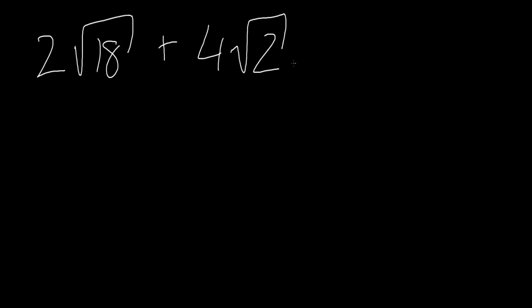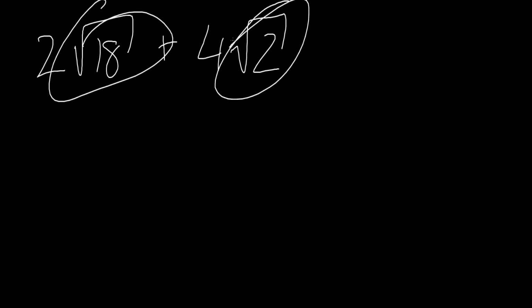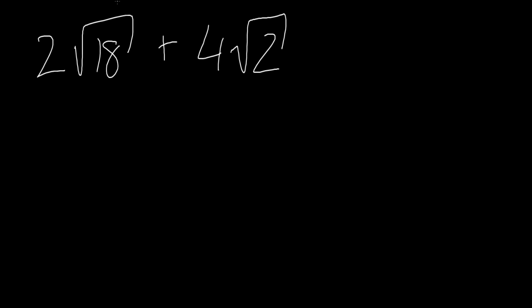Okay, let me think of another example. So let's say we had 2 root 18, and we're trying to add that with 4 root 2. How do we simplify this? Since these are different, once again, we can't add them directly right now. Instead, we have to simplify one of these into the smaller radical number. This is the smaller one. Root 2 is smaller than root 18. So we're going to try and get root 2 over here as well.